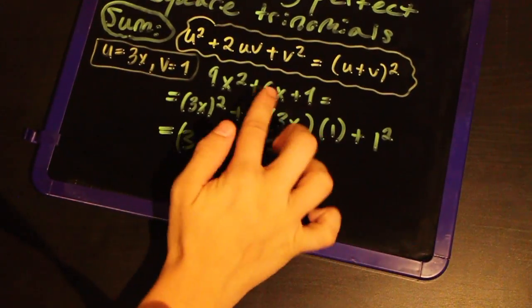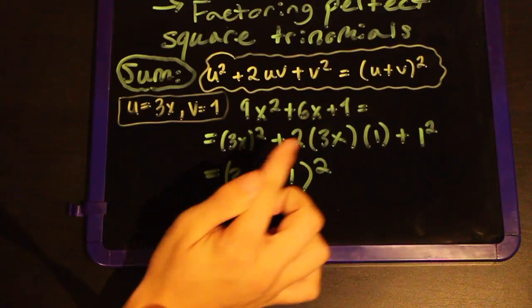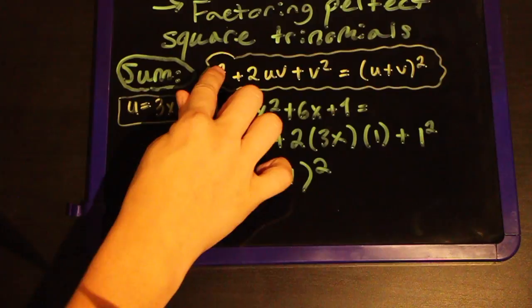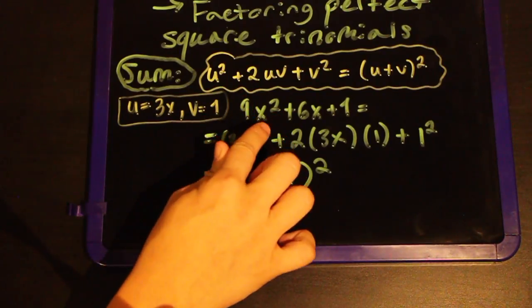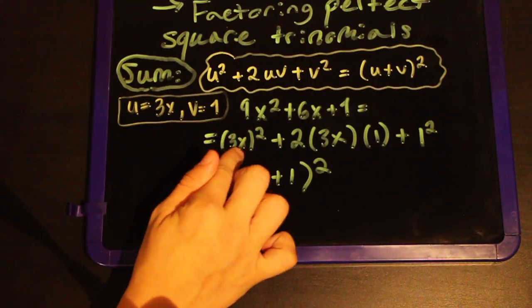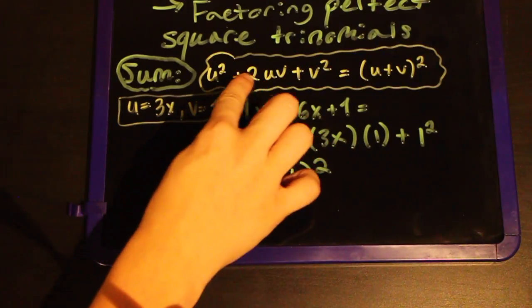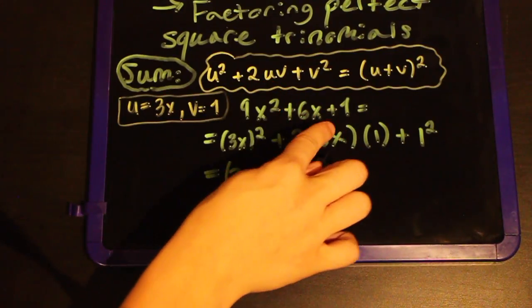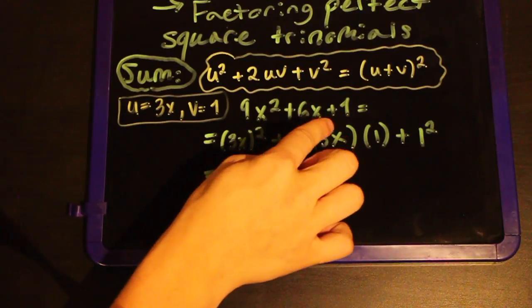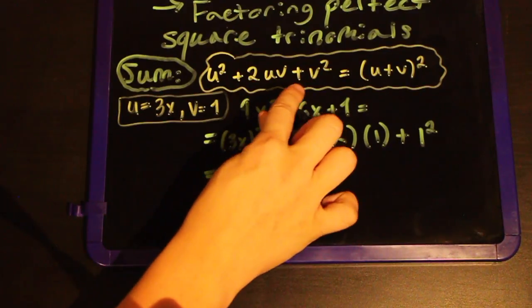So when we look at this polynomial, we can see that in this instance our u is going to be 3x. So what we're going to do is break down 9x squared into (3x) squared, and that'll give us 9x squared, so it doesn't change at all. Our v is going to be 1, so we're going to take our middle term, which is 6x, and break that up into 2 times 3x times 1, because that fits this format here.